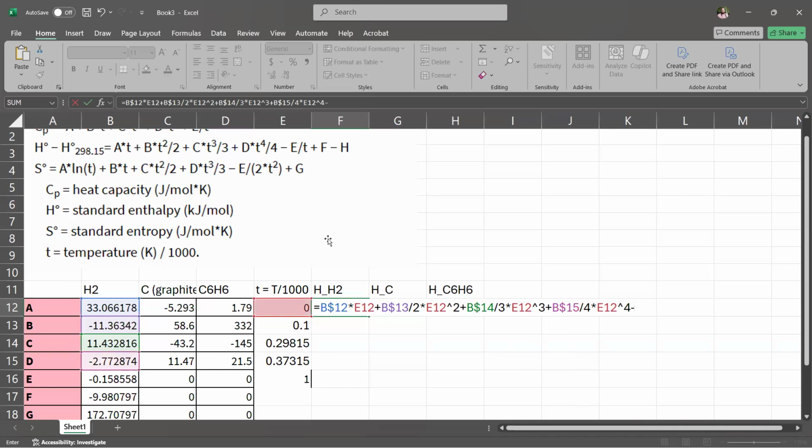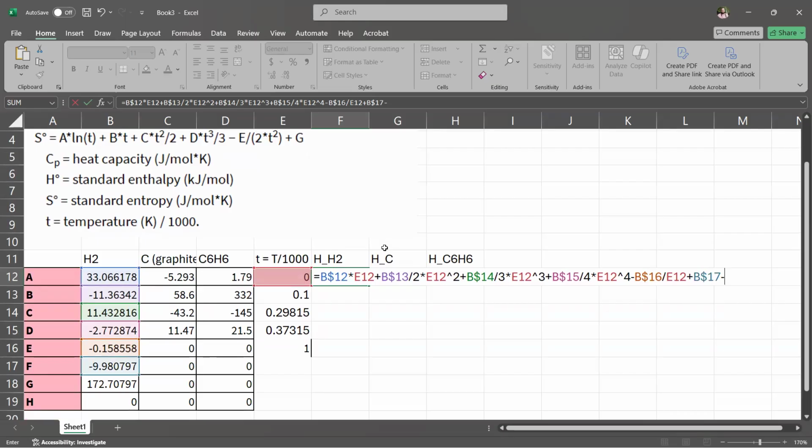Minus the E term, which is B16, divided by the temperature, which is E12. And then we have plus F and minus H. So that is minus B or plus B17. Sorry, I did that the wrong way. Minus H, which is number 19.